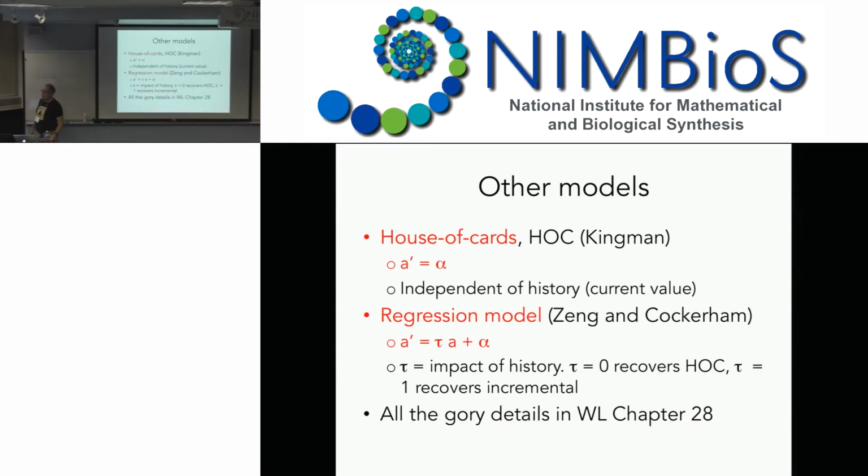That's exactly correct. There's no effective history. It's gone. That's exactly right. And so the regression model is probably a nice one because it says, well, there's some effect. Here it is. If it's 0, you get, the nice thing about this is a canonical 0 House of Cards, 1 incremental. But could that be interpreted as phylogenetic inertia?